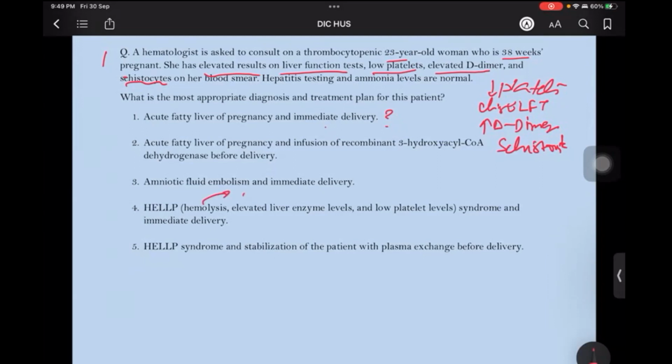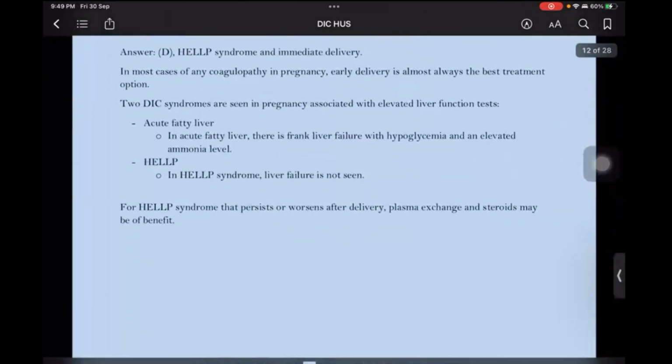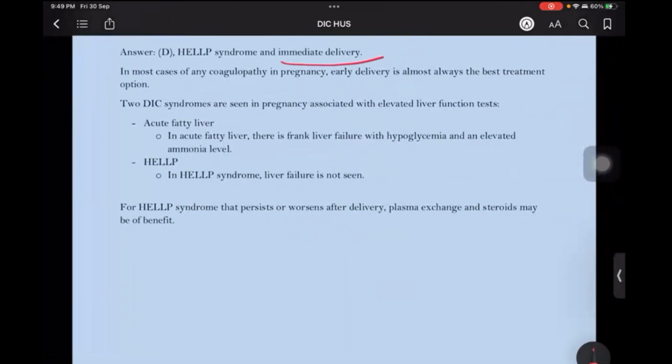Hemolysis is indicated by presence of schistocytes. Elevated liver enzyme levels and low platelet counts is HELP syndrome of PIH. HELP syndrome and stabilization of the patient with plasma exchange before delivery. No. So the patient needs immediate surgery, immediate delivery. So this is a HELP syndrome.